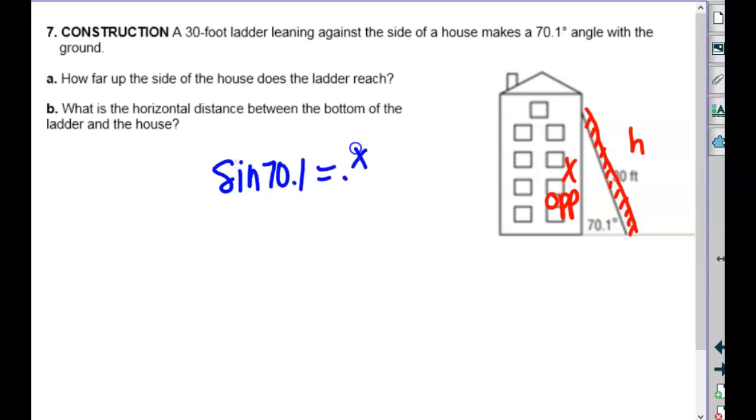Sine of 70.1 equals x over 10. So 10 times the sine of 70.1. Wasn't that 10? Oh, 30. I wrote over the top of it. Thank you.